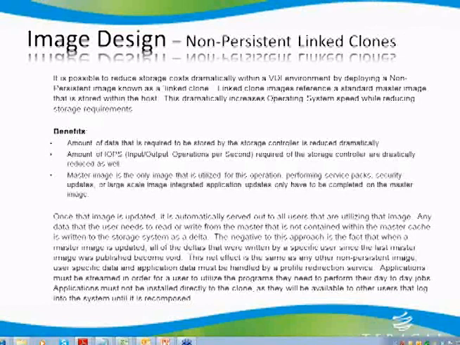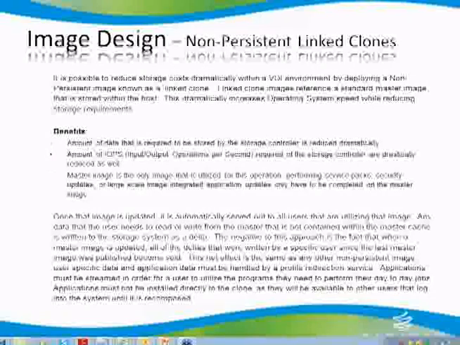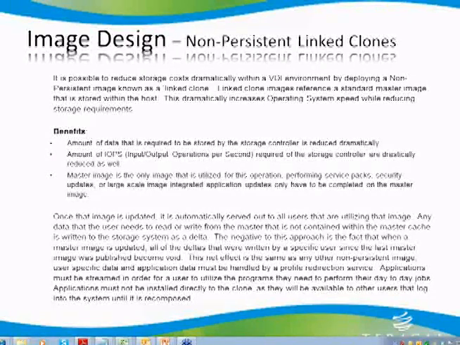You don't need as much storage horsepower to actually deliver a non-persistent linked clone image instead. The master image is the only image that is utilized for this operation. Performing service packs, security updates, or large-scale integrated applications has to be completed only on the master image. This means that instead of installing, let's say, Windows 7 Service Pack 2, whenever that comes out, we can just pull the image, apply the service pack to that, and upload it back to the ESX servers, and we're done. So instead of installing a service pack on 1,000 virtual machines, a huge amount of resources, we simply update the image.